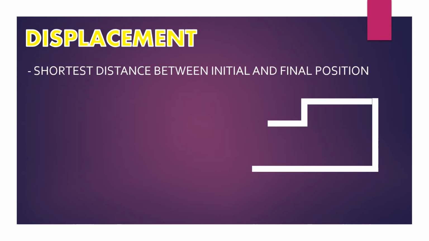On the other hand, displacement is the shortest distance between the initial and the final position of an object. In this figure, as you can see, this is the initial position of an object, and its final position is on this part. Now, the displacement is the black line that you can see on your screen. So that is the shortest distance between the initial and the final position of the object.